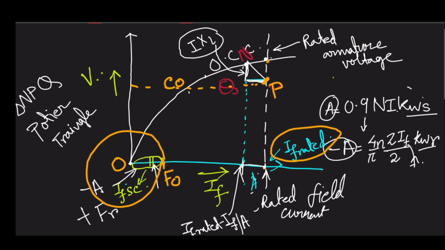rated current through your rotor field winding, to ensure induction of rated induced voltage across your stator armature winding. Now for that, when you connect a fixed variable load that draws full rated current, then you will get a voltage that is shown by point P. Now your task is to slide this circle in such a way that this OF naught remains parallel to this line, the field line, this horizontal line.